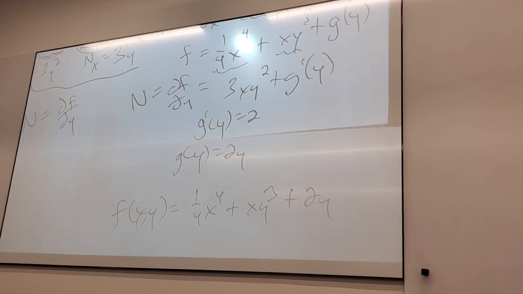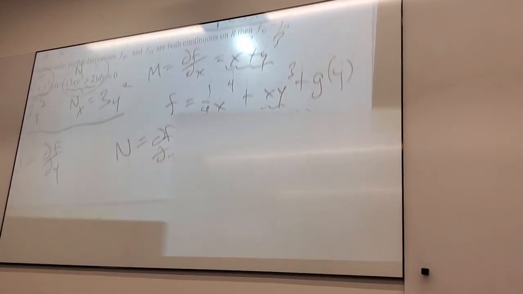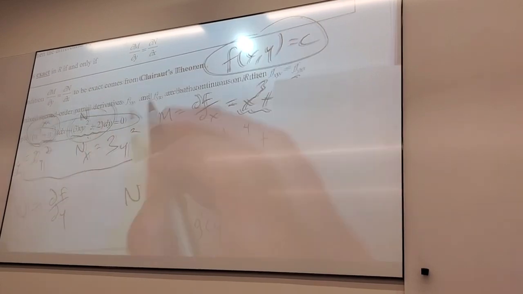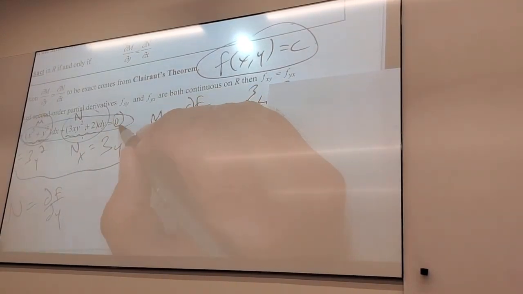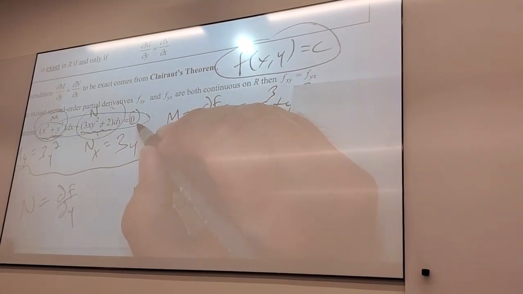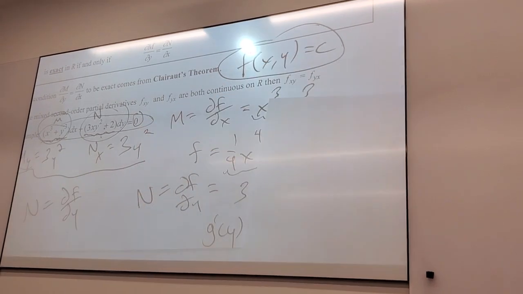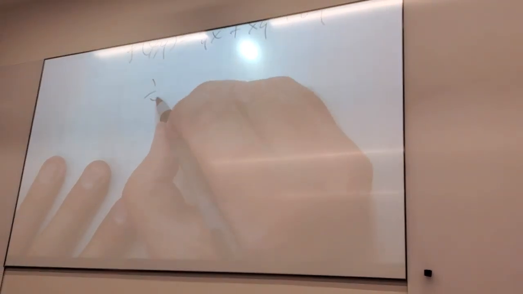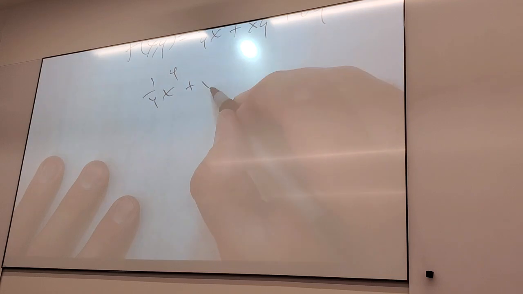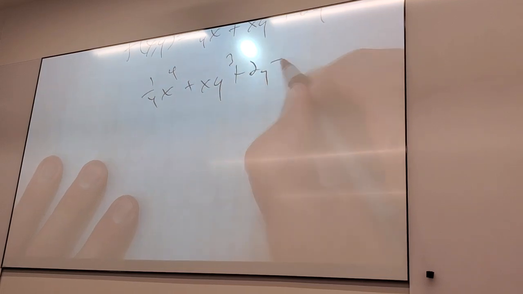So the whole idea from the beginning was: what function would generate this equation if it were equal to a constant, because that would make that side 0. I figured out what that function is, and now for the answer I just have to say it's equal to a constant.